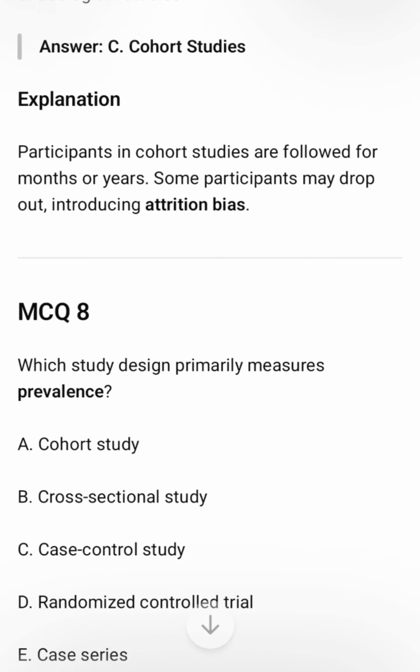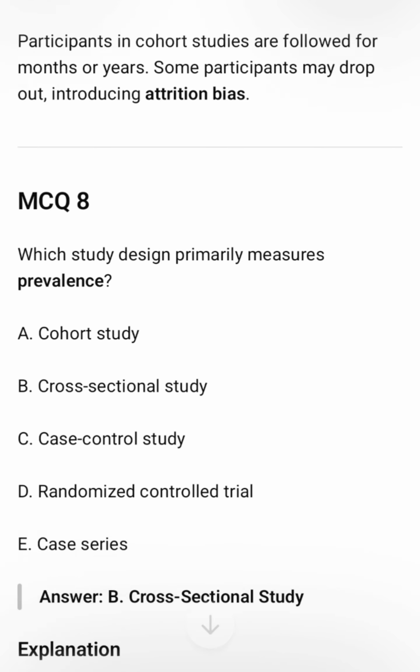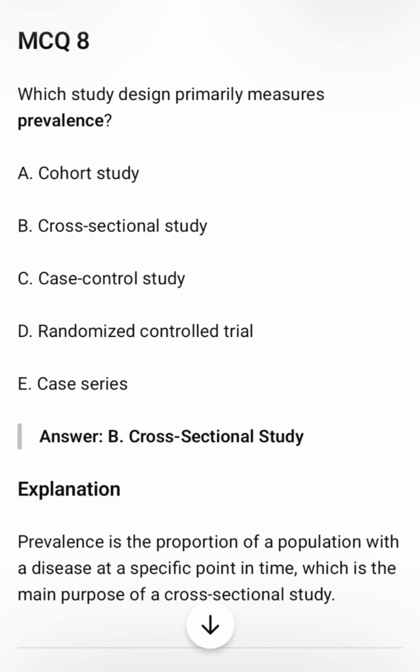8. Which study design primarily measures the prevalence? A. Cohort study, B. Cross-sectional study, C. Case control study, D. Randomized control trial, E. Case series. So prevalence is measured by cross-sectional study. Prevalence is the proportion of a population with a disease at a specific point in time, which is the main purpose of cross-sectional study.